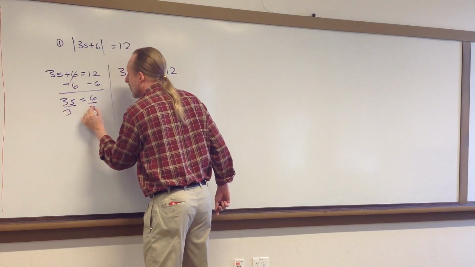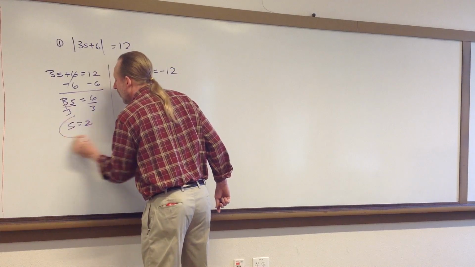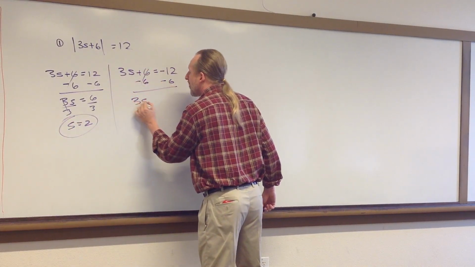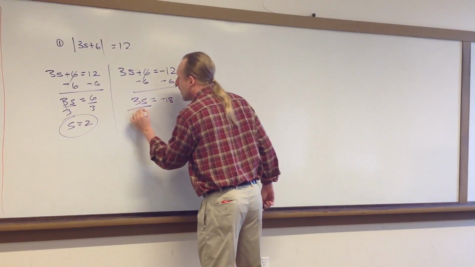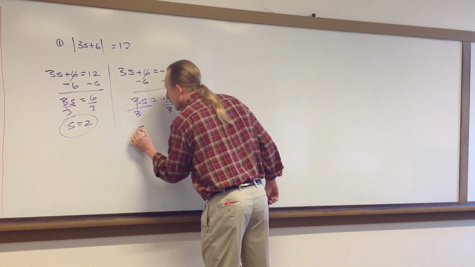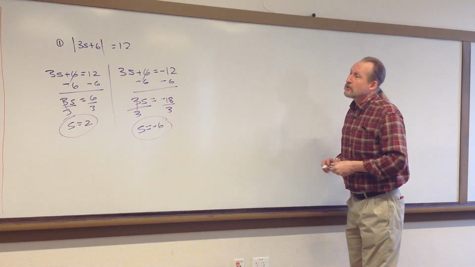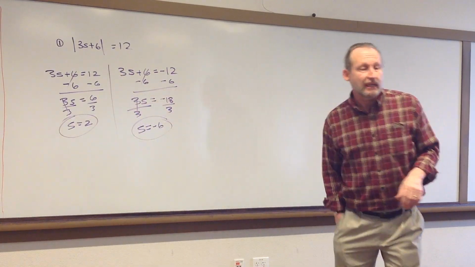3s is 6, s equals 2, and over here 3s is negative 18, and so s equals negative 6. So we get two solutions for the absolute value. s could be 2 or s could be negative 6.